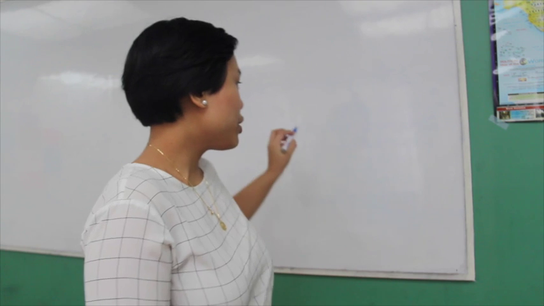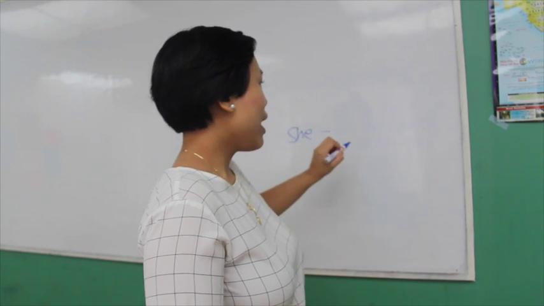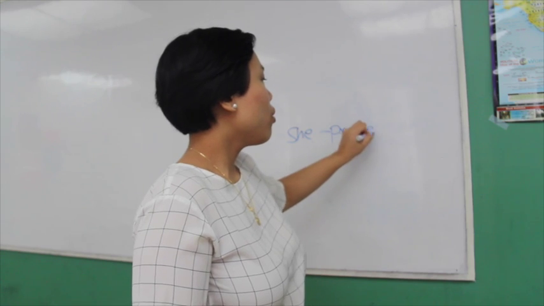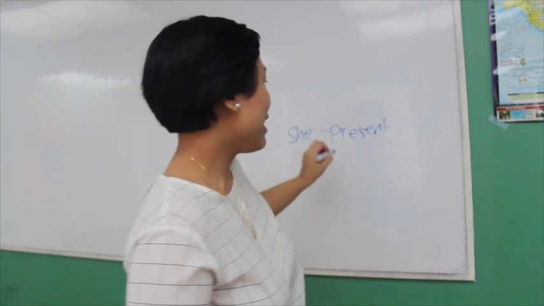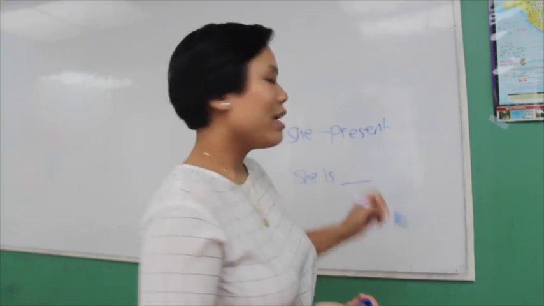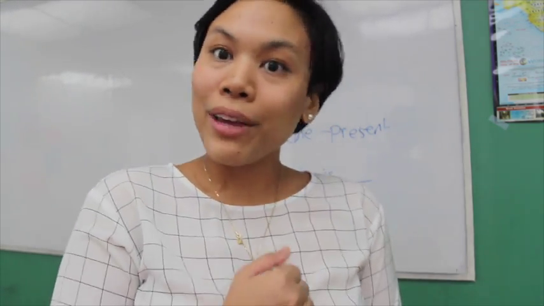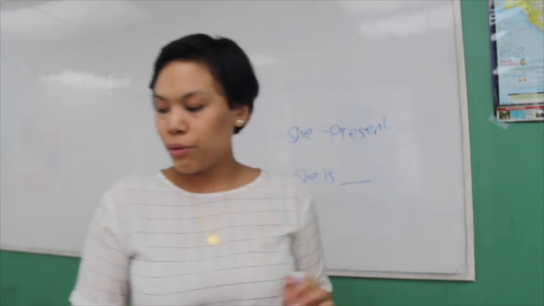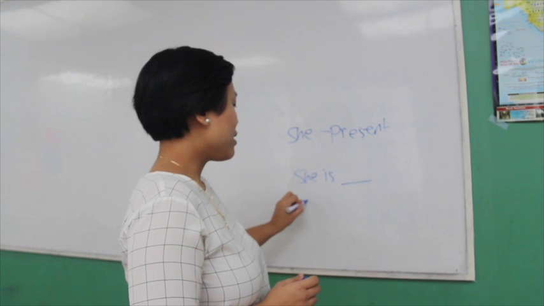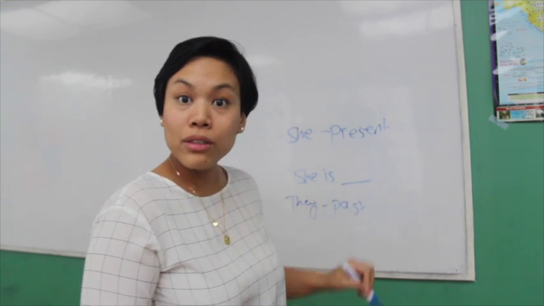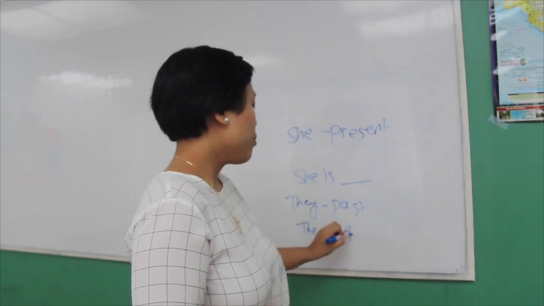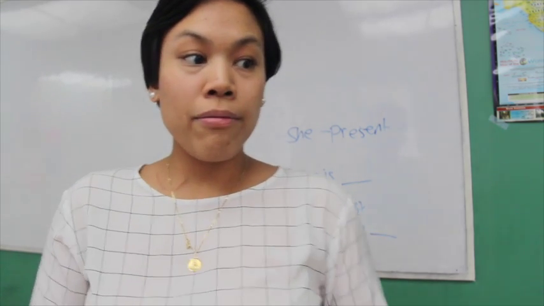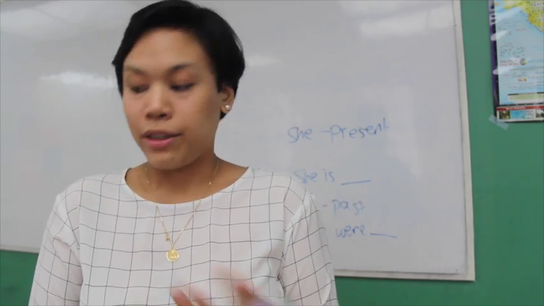So what if I want to use the word she in the present? What word would I use? That's right, is. She is. Can you give me a sentence that uses the words she is? And then call out learners. Okay, good. What about if I want to use the word they in the past? What word should I use? That's right, they were. Can you give me a sentence using the words they were? Then call another learner to answer.